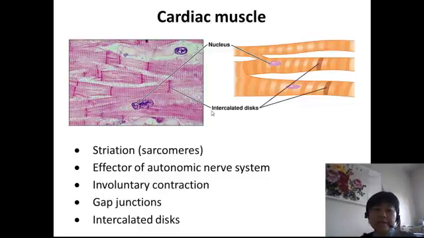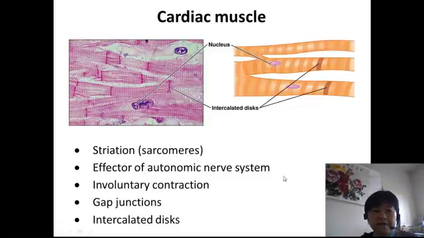The cells of cardiac muscle are also linked by gap junctions, but the feature specific to cardiac muscle is the intercalated discs. The intercalated discs are where the heart muscle cells connect head to head, and heart muscle cells have a single nucleus.